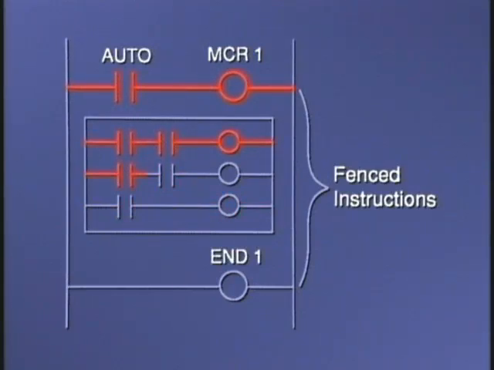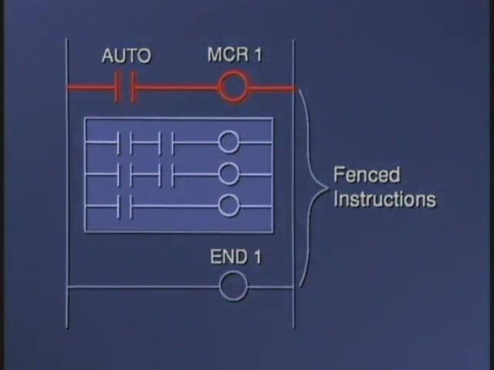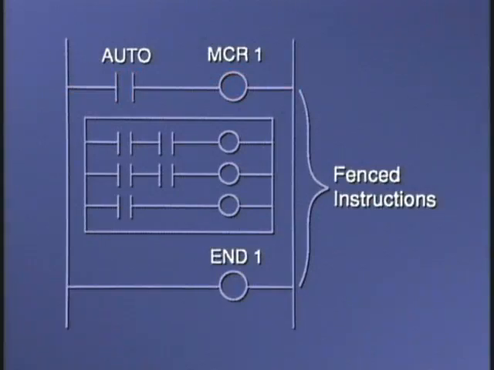If the MCR is turned off by the logic, all outputs which are non-latched within the zone are de-energized and execution continues at the rung which follows the end of the MCR. For example, if the input signal auto for automatic is energized, all the fenced instructions are evaluated and their outputs controlled. If auto is off, meaning perhaps a manual operation, then the execution is started at the first rung after the end of MCR instruction.